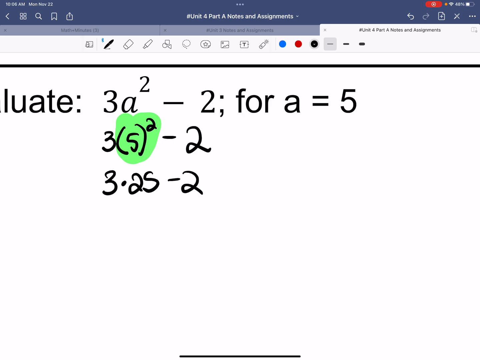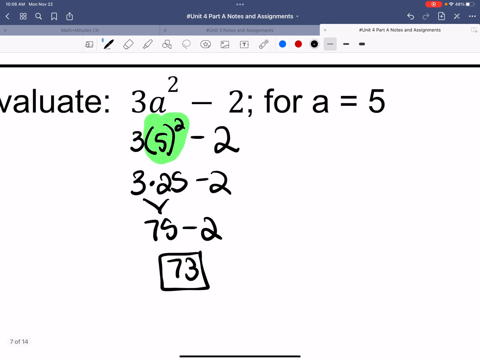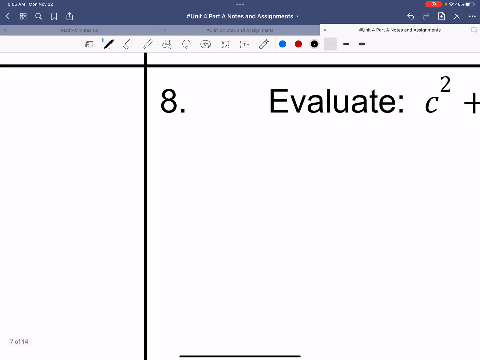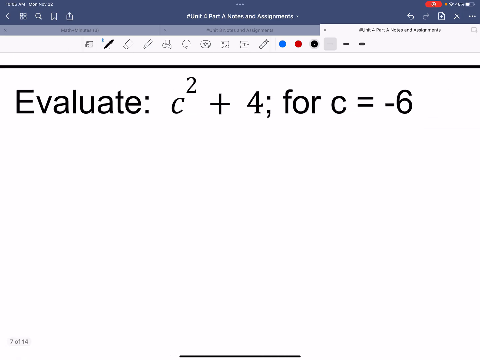And I think we're probably pretty solid. Juan, what should I do from here? 3 times 25. And then I think that gives us a whopping 73. You try the next one on your own. Don't forget to use parentheses when you substitute.